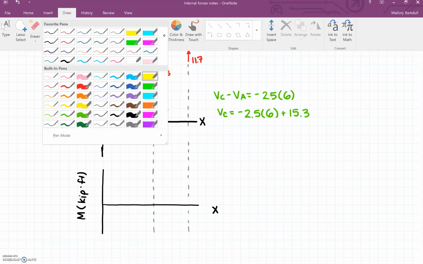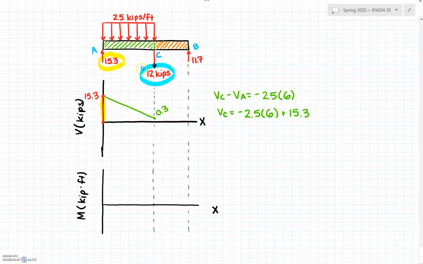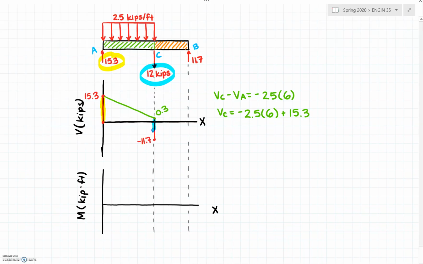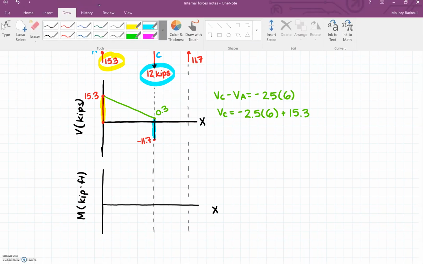So next in my plot, I have a downward force of 12 kips on my beam. So my shear diagram is going to go down 12 kips. So I'm going to go from 0.3 to negative 11.7. And if we're color coding that, that is going to be highlighted blue right there. We're going down because of that downward 12 force.